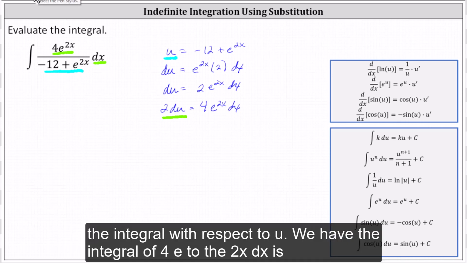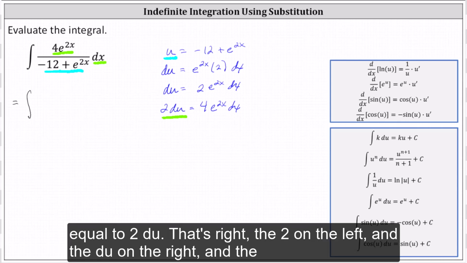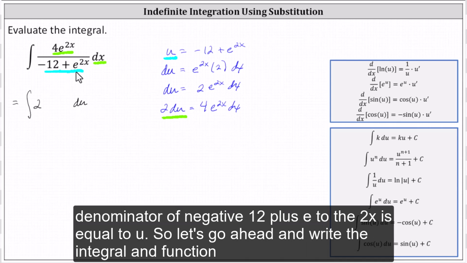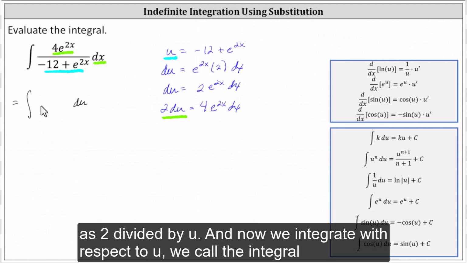And now we write the integral with respect to u. We have the integral of 4 e to the 2x dx is equal to 2 du. Let's write the 2 on the left and the du on the right. And the denominator of negative 12 plus e to the 2x is equal to u. So let's write the integrand function as 2 divided by u. And now we integrate with respect to u.